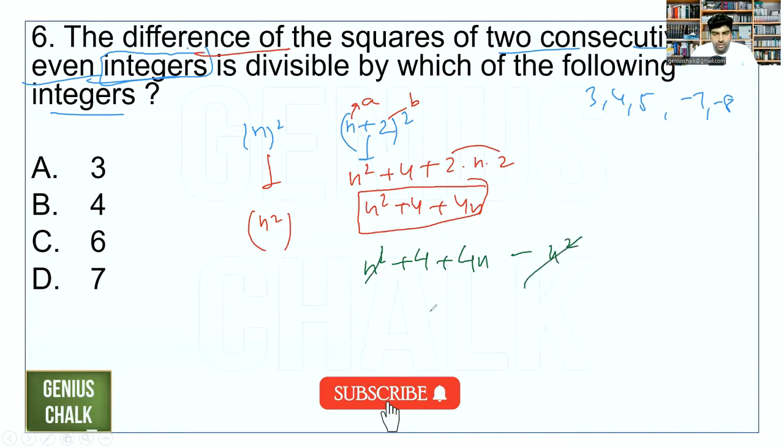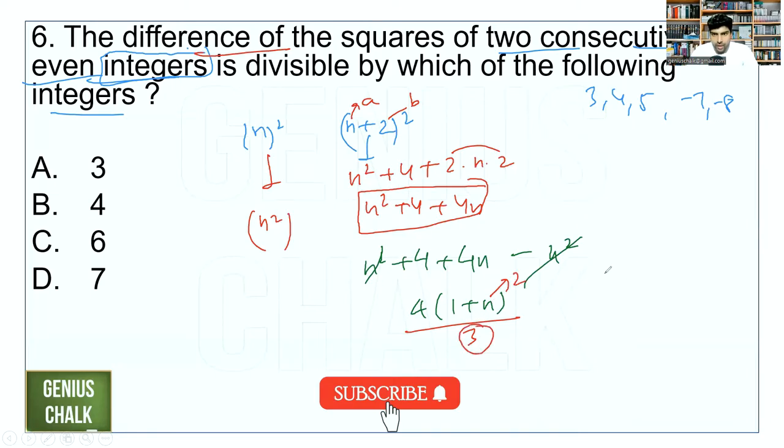You can see that this is cancelled. So what is common here? 4 is common, 1 plus n. Now this number is divisible by what? Is this divisible by 3? That is only possible when n is 2, but we are not sure what n is. N can be 2, since it's an even integer. Fine, in this case it is divisible by 3.